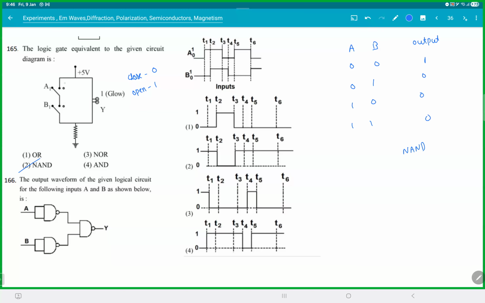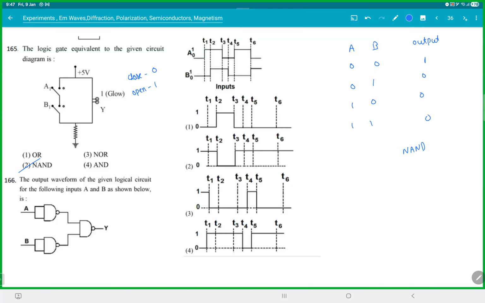Getting it? So be careful with that. The zeros and ones are written here. If they don't write anything, then we will assume generally when you close it, it is 1. When you open it is 0. Then I think it would be in reverse of this. You would have got an AND gate. Yeah. So be careful with that. Ones and zeros are clearly written there. So we have to be careful.